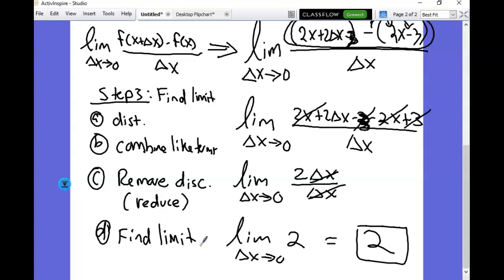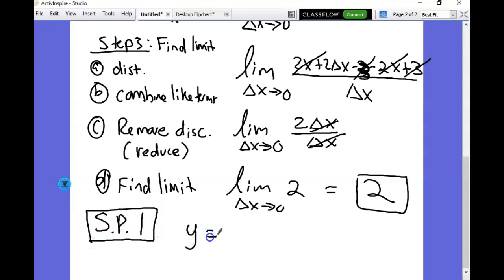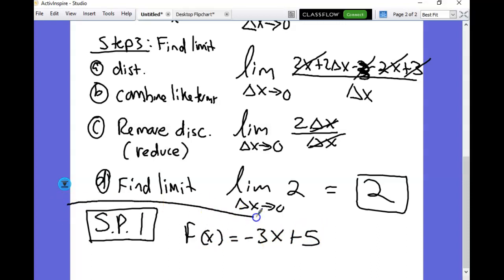All right. So you guys ready for a practice problem? Here's one for you. Student practice 1. Okay? I want you guys to find the derivative of f of x is equal to negative 3x plus 5. Now we already know what the answer is. What is it? You should get negative 3. But I'm going to make you prove it now.